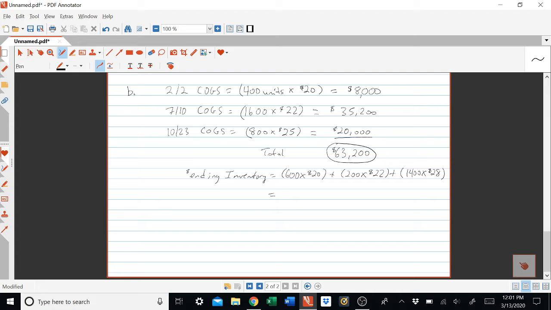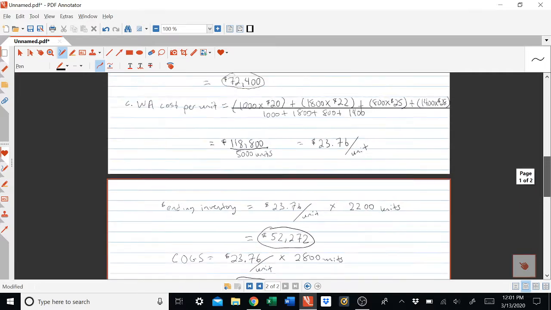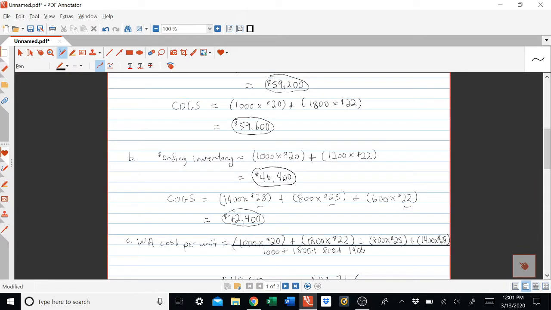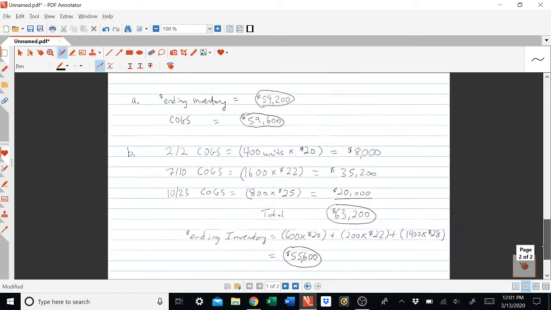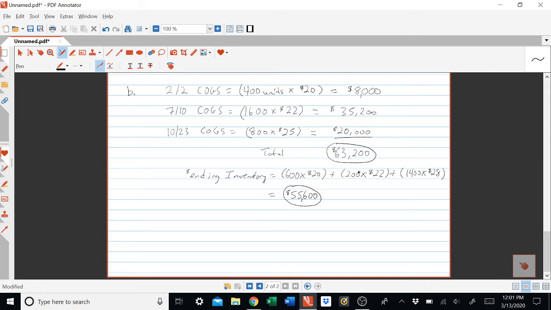Add all that up. $55,600. Notice the LIFO numbers for COGS and ending inventory, if the company uses a perpetual inventory system, are different than the LIFO numbers for COGS and ending inventory if the company uses a periodic inventory system. They're not the same numbers because the way we calculate it was different.